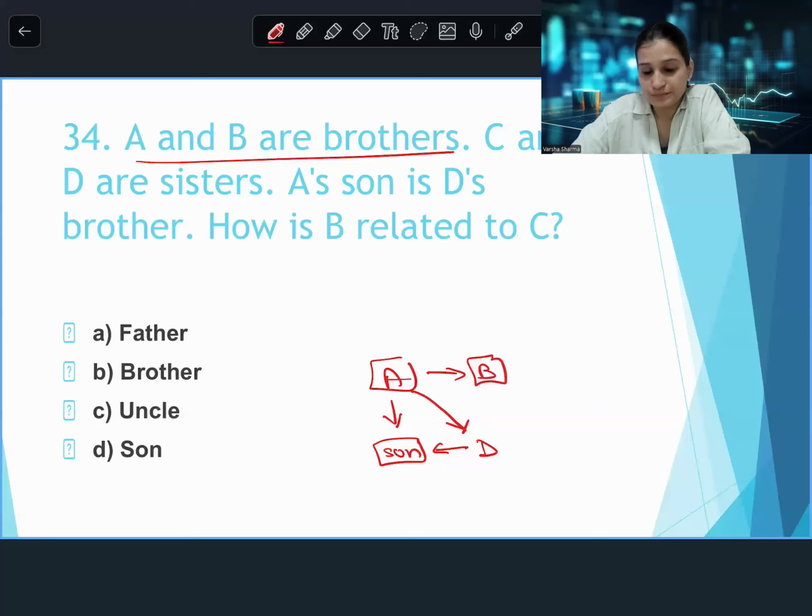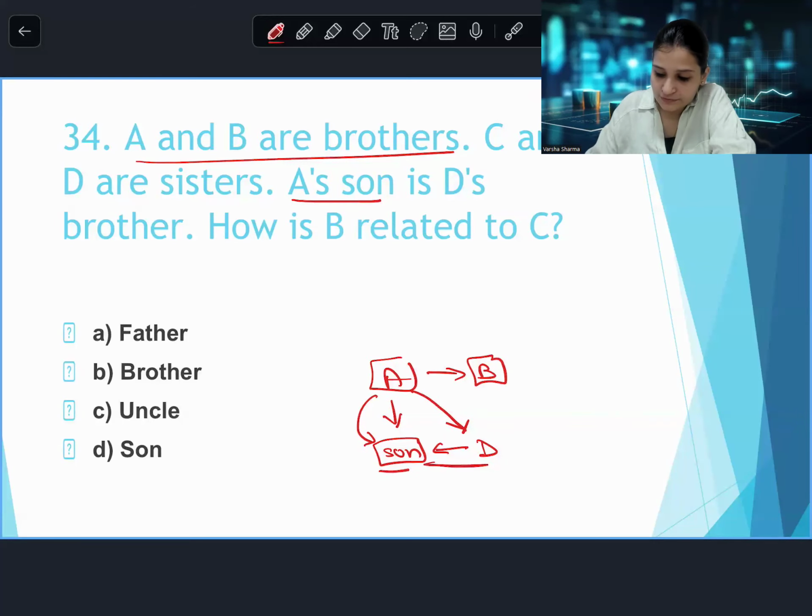Ma'am, can you repeat? A's son. So this is A's son. This son is D's brother. So that means these two are brothers. So if this person's father is A, then D will also have the same father. Yes, ma'am.